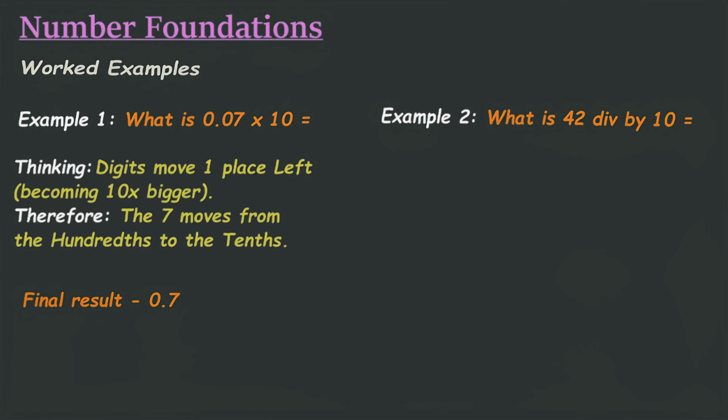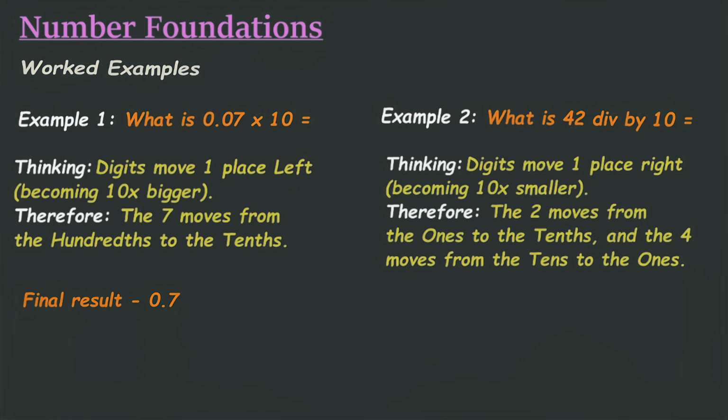Now let's try a division problem. What is 47 divided by 10? When we divide by 10, the number becomes 10 times smaller, so we need to shift our digits in the opposite direction. Shift every digit one place to the right. The 7 moves from the ones into the tenths place, and the 4 moves from the tens into the ones. Following the shift, we place our decimal point between the 4 and the 7. The final result is 4.7. By focusing on digit movements instead of moving the decimal point, you understand what's really happening in place value.